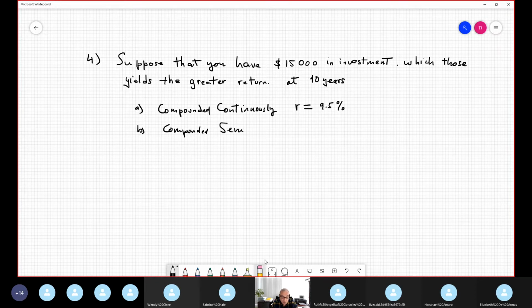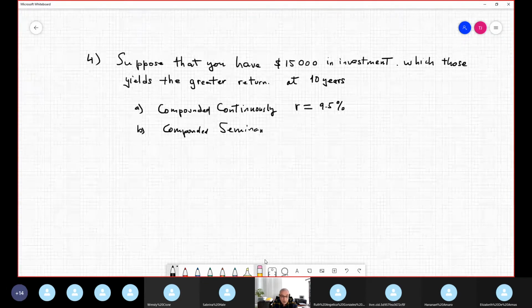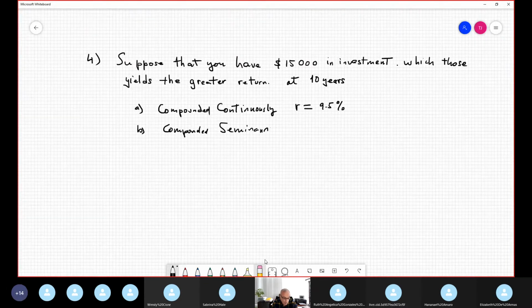semi-annually, annually, okay, semi-annually, annually, interest rate 9.2. This is similar.